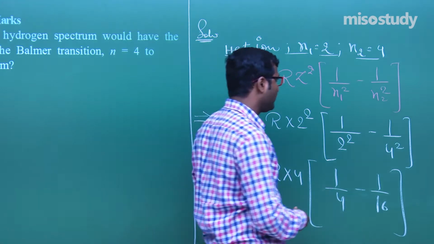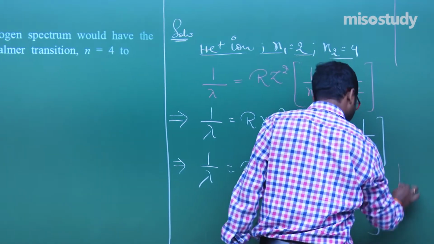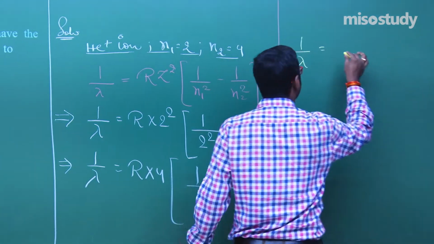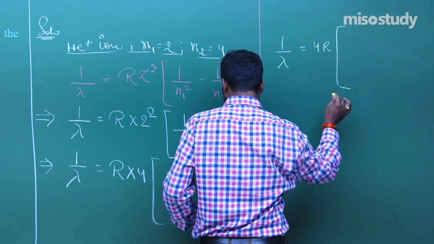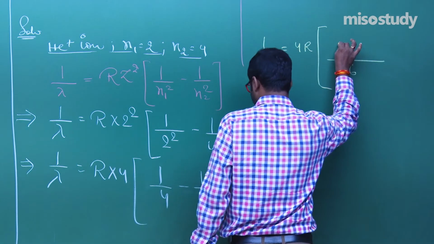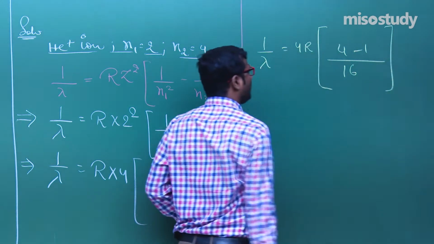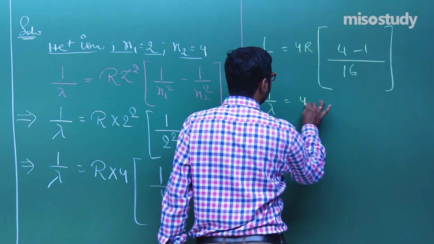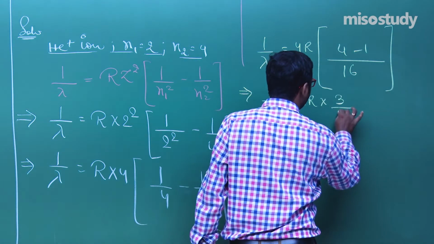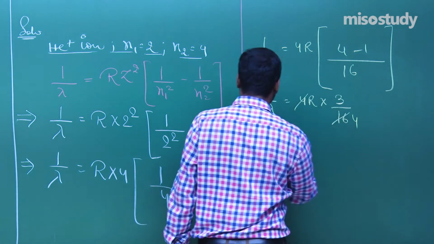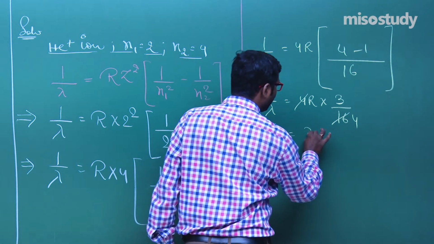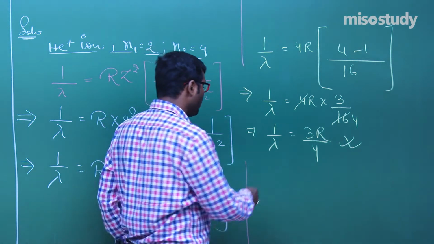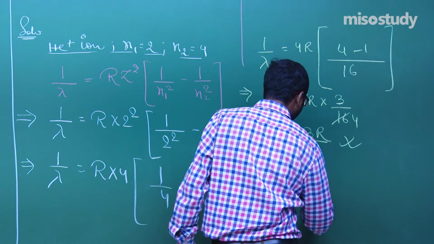Now moving here, check it out. What will happen in this case? 1 upon lambda is equal to 4R, then LCM of 4 and 16 is 16, that is 1 upon 4 minus 1 upon 16. Am I right? Yes, sir. That is 1 upon lambda is equal to 4R into 3 upon 16. 4 4s are 16. That is 1 upon lambda is equal to 3R by 4. This is the lambda value, or you can say lambda is equal to 4 by 3R.